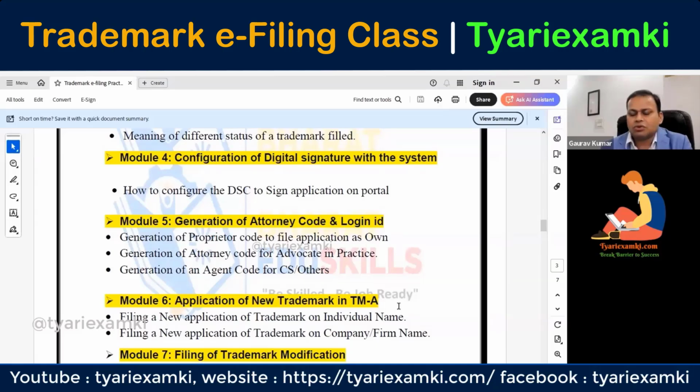Okay. And the next thing that we will also learn is how to prepare the application for an individual case, and how to prepare the application in the other case, like a person who is running any kind of business, trust, or society.